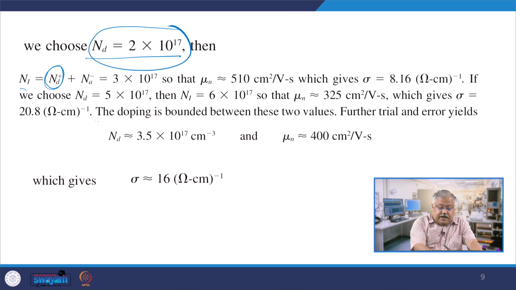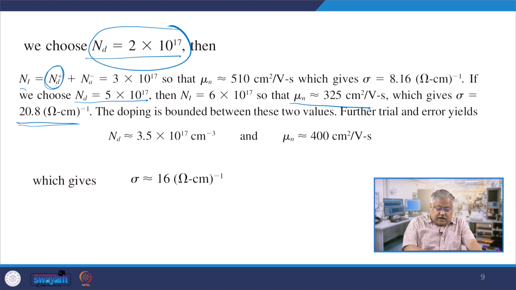Now, if you choose Nd equals 5 into 10 to the power 17, then what we get is mu n equal to 325 centimeter square per volt second, and that gives me a sigma value of 20.8 per ohm centimeter. So if I assume that the doping is bound between 2 into 10 to the power 17 and 5 into 10 to the power 17, then the mobility is approximately the average of 510 and 325, approximately 400 centimeter square per volt second.